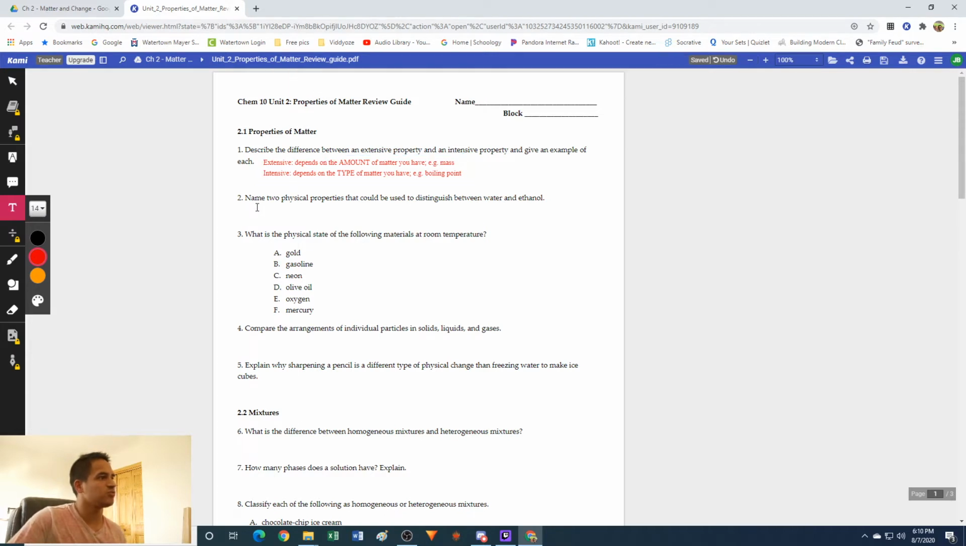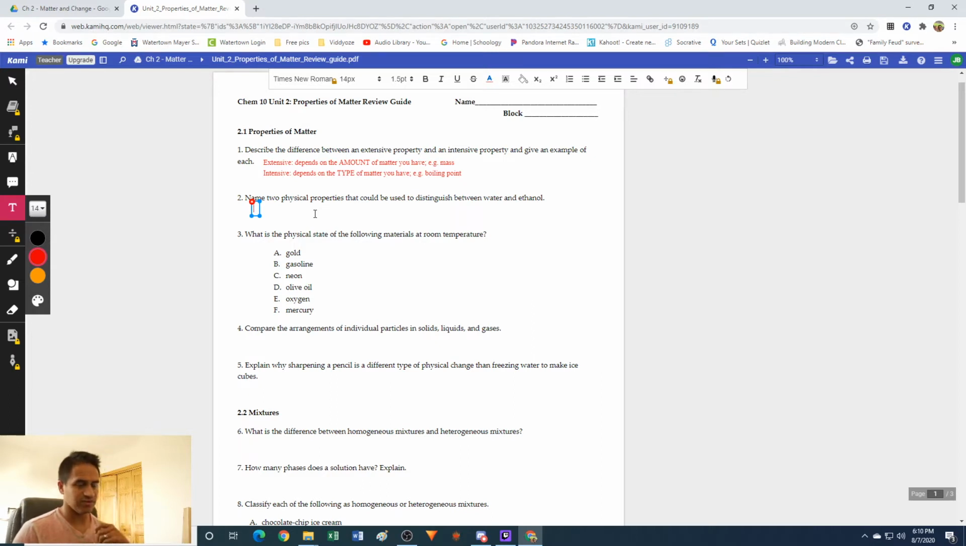Number two, name two physical properties that could be used to distinguish between water and ethanol. So water, obviously most of you know what water is, but ethanol is drinking alcohol. Same alcohol that's found in any alcoholic drink that you could ever think of. It's the only alcohol that we humans can actually drink, and it won't kill us, or at least not in small amounts. So if you had a bottle of water and a bottle of alcohol, they're both clear liquids. Just by looking at them, you probably couldn't tell the difference. But there are ways, of course, to distinguish between them too.